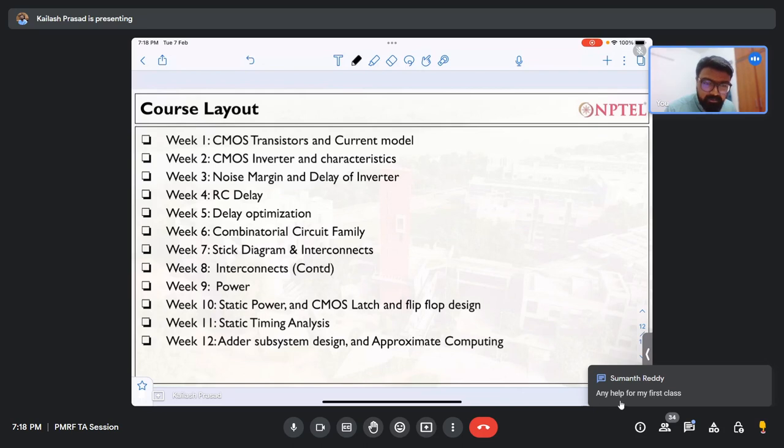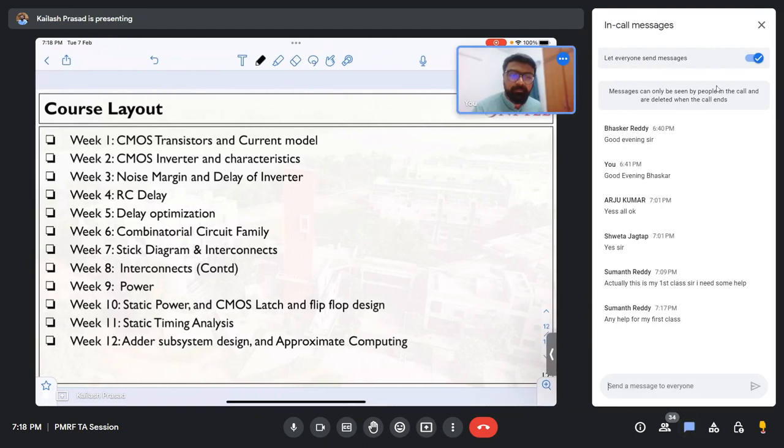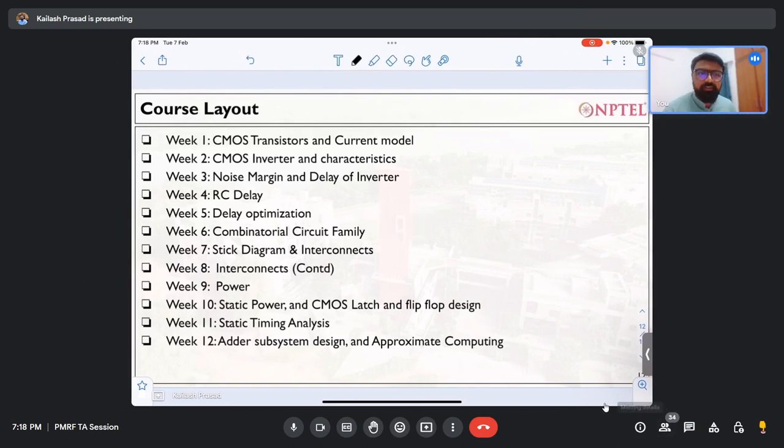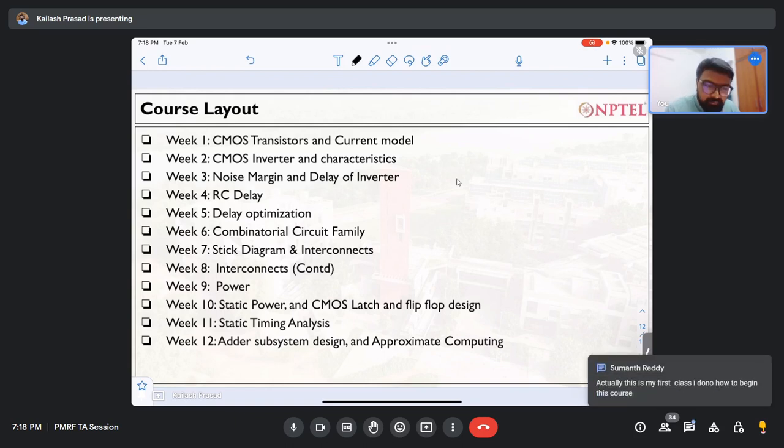Any help for my first class? Okay, Sumant, I'm not understanding your question. Can you just tell me what you want to say? Unmute yourself and... So I think if I understand your question correctly, what we'll be doing next is what will help you in your first class. Okay, so don't worry about that. We'll be solving a couple of questions based on whatever has been taught. Okay, no worries as such.